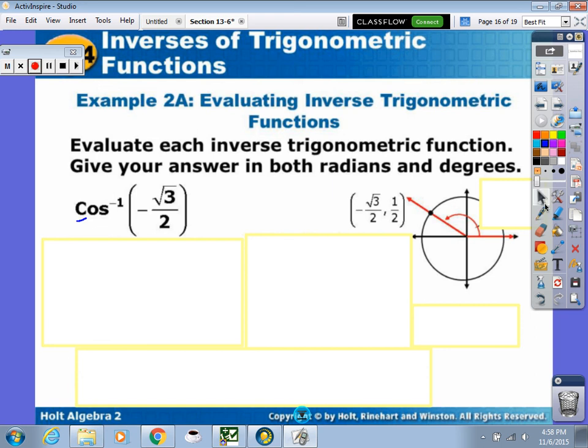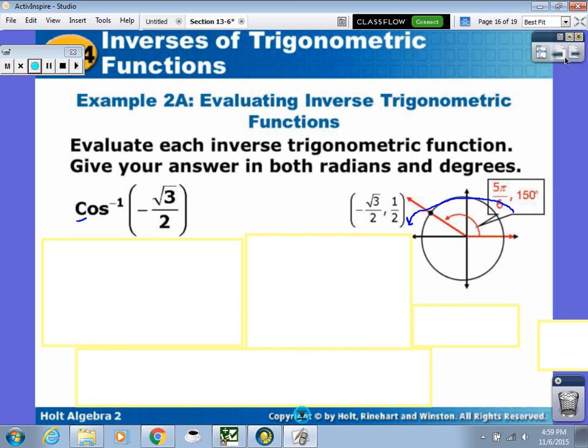When we consider our restricted domain for cosine, it's just the top part of our unit circle, so from 0 to 180 degrees here. And we know that cosine is negative in the second quadrant, so that gives us this particular angle from 0 around to this side where our cosine is negative root 3 over 2. That particular angle is 5 pi over 6, or 150 degrees.